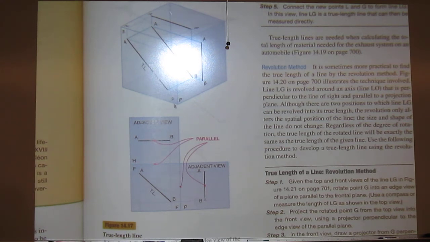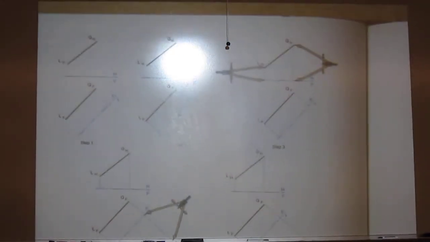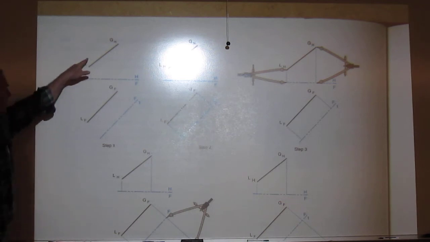The author does give you a great example on figure 14-18, and there's text that goes through this. Okay? So let's just walk through these steps real quick. In essence, what he's doing here is projecting a true length line. So you've got a given situation, which is shown right here.